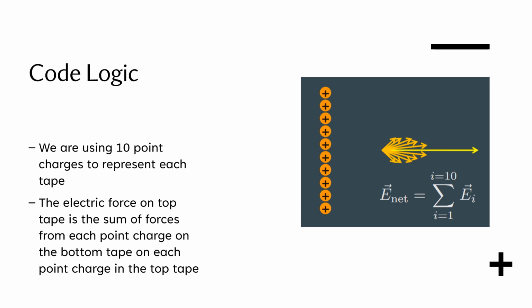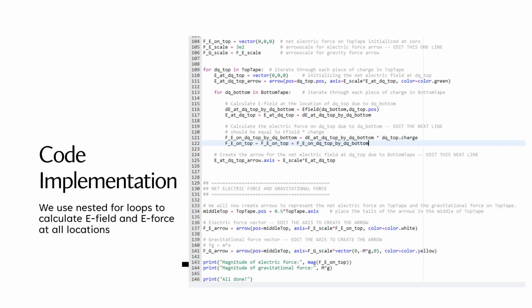The way that the code works is we use 10 point charges to represent each tape. The electric force on the top tape is the sum of forces from each point charge on the bottom tape on each point charge in the top tape. To implement this, we use nested for loops because for each point charge in the top tape, we need to consider how each point charge in the bottom tape affects it.